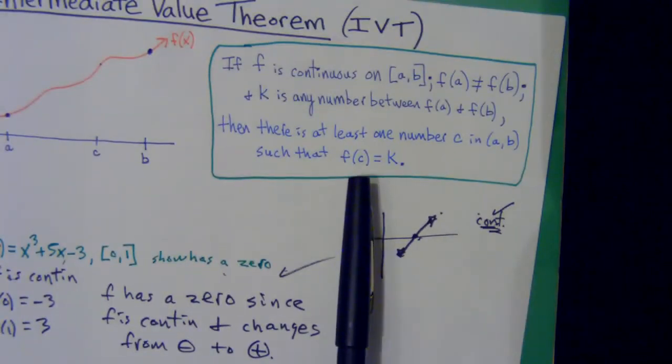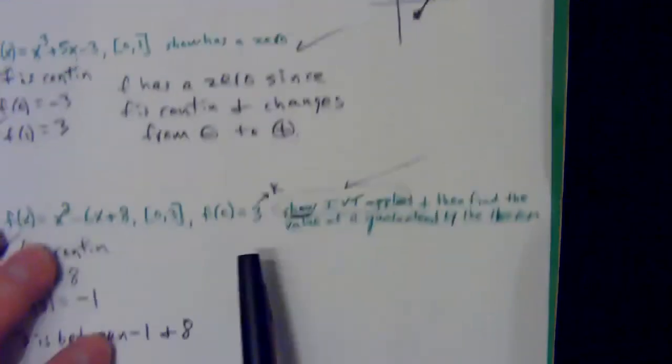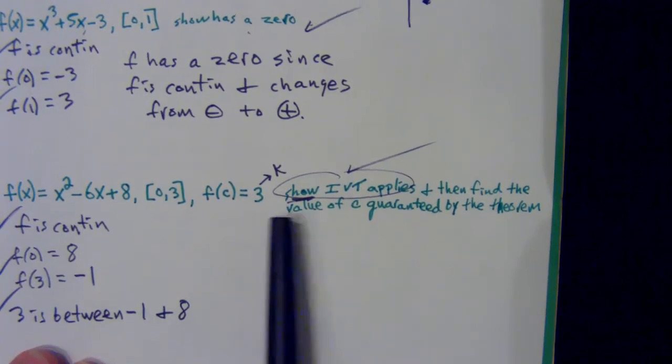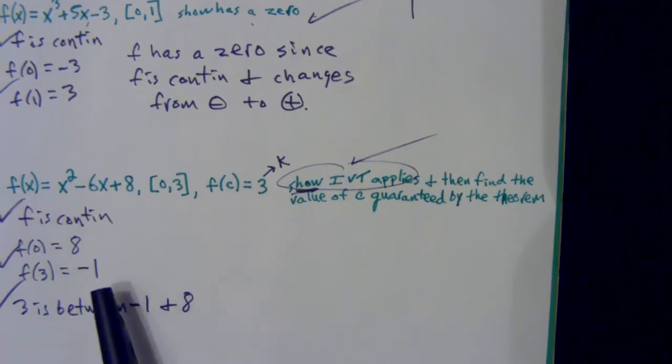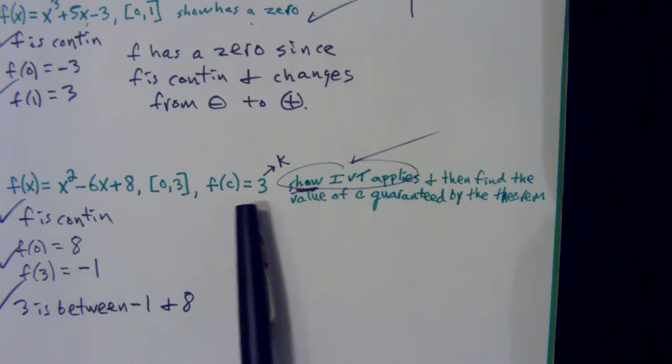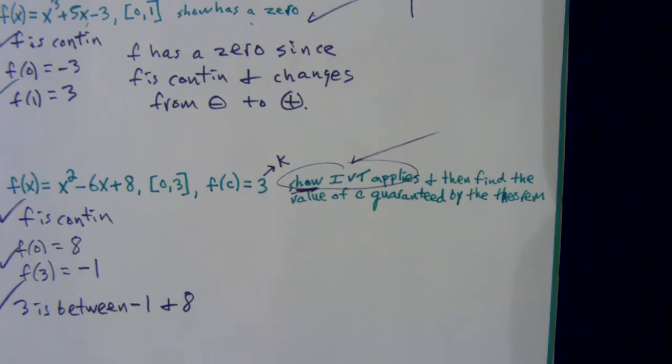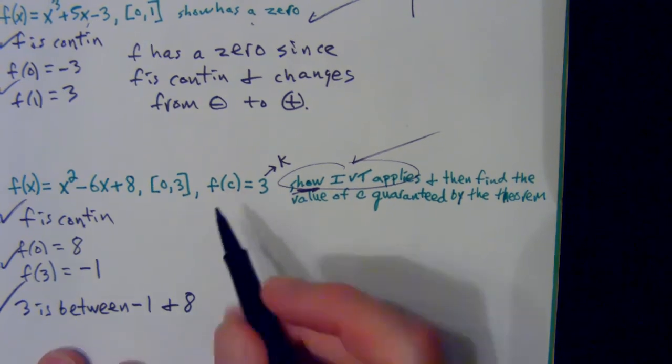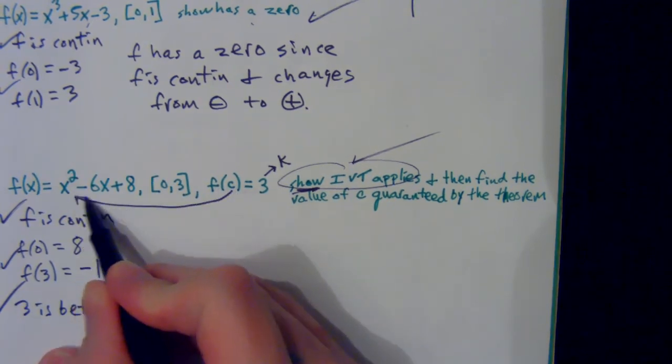So the theorem guarantees that f of c is equal to k. So it gives us this f of c is equal to 3. That's the y value. So we have a y value at negative 1, a y value at 8, and now we're going to show that there's something where the y value is equal to 3. So technically, we're taking the c, plugging in there for the x's.